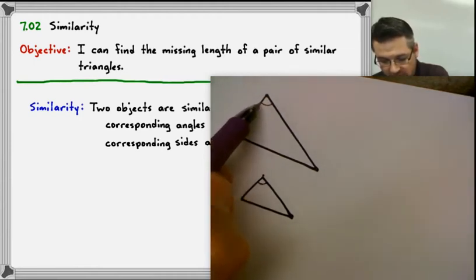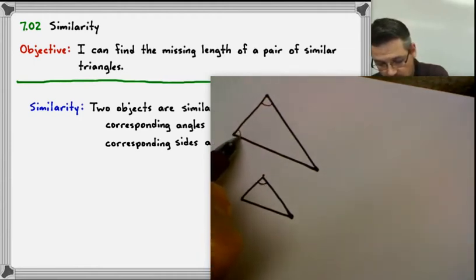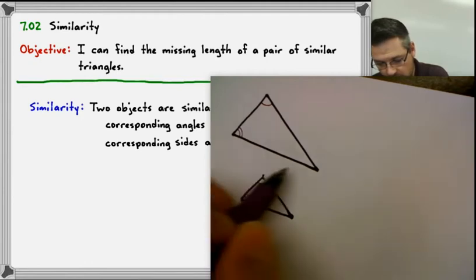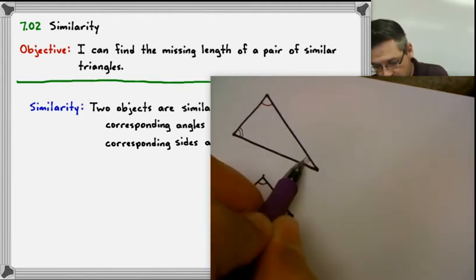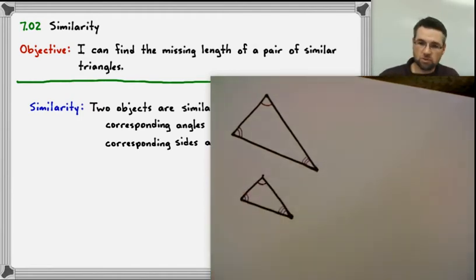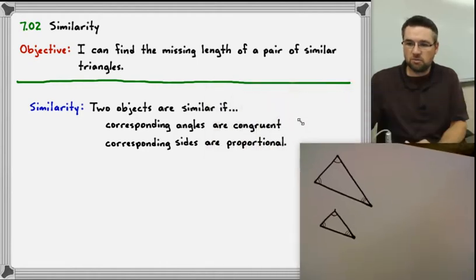So we've got one set of corresponding angles. And if this angle is congruent to this one, now we have two sets of corresponding angles, and then this angle is congruent to that one. Now we have three sets of corresponding angles, okay? Corresponding congruent angles. So that's the first thing that it means to be similar. If you have three sets of corresponding congruent angles, then you can say, well, I think they're similar.